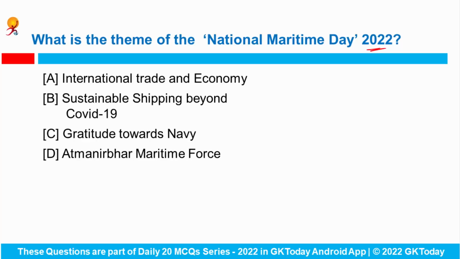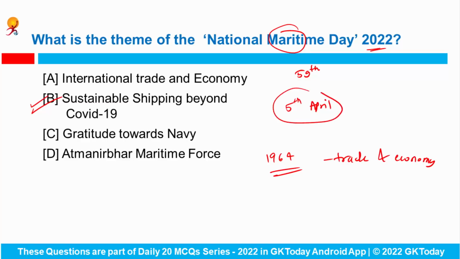So India recently celebrated the 59th National Maritime Day, which falls on 5th of April every year. This year's theme was Sustainable Shipping Beyond COVID-19. The first anniversary of the day was held in 1964, to raise awareness about international trade and economy. An award ceremony is also held to honor those who made important contributions to the Indian maritime industry. The only thing you have to remember is National Maritime Day is observed on 5th of April and the theme was Sustainable Shipping Beyond COVID-19.